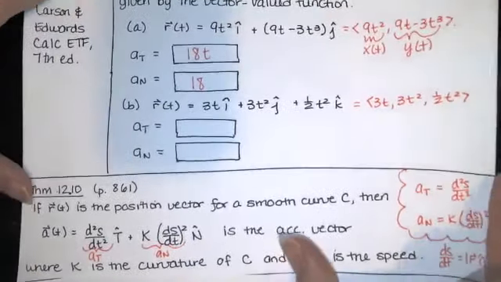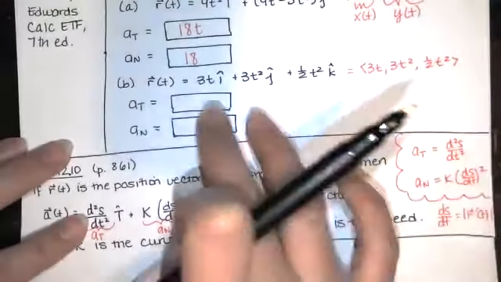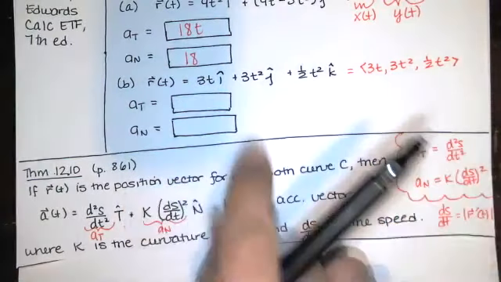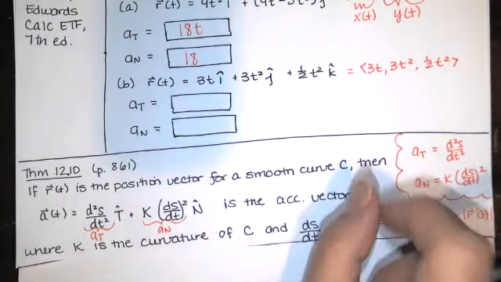So let's do the same thing. Let's do it all over again, but this time for this vector valued function, which is in three-dimensional space.